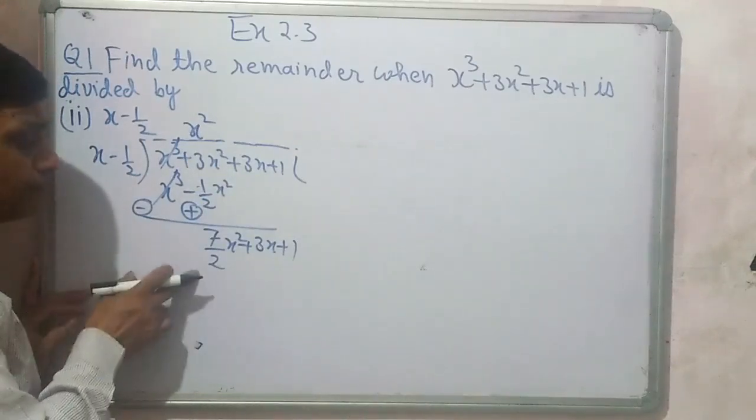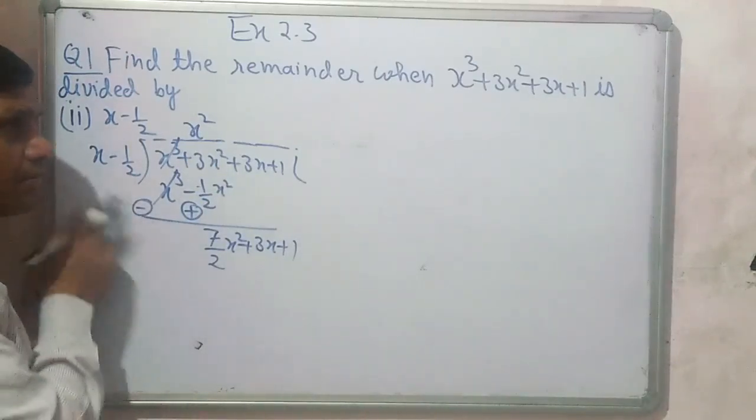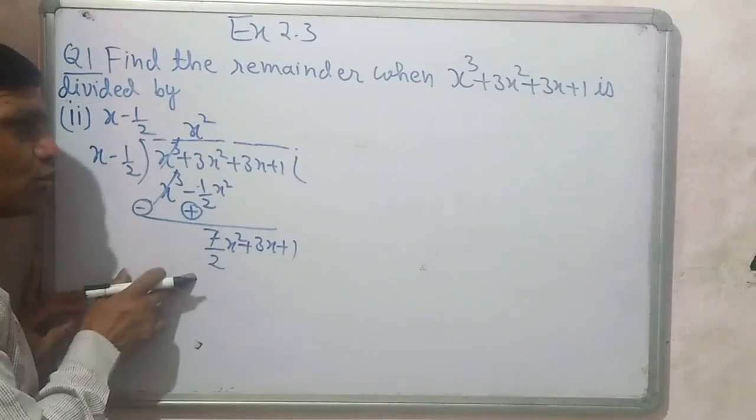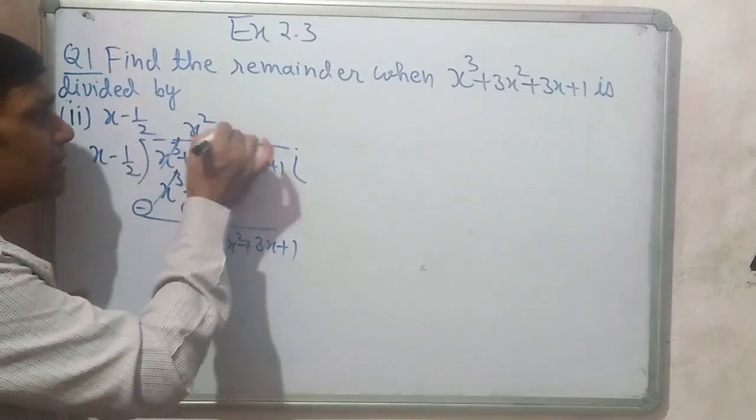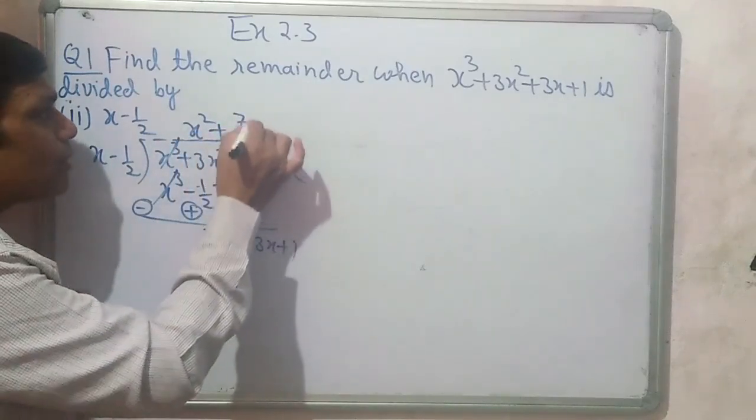Now second step. Largest degree term divided by largest degree term. 7 upon 2 will remain as such. x square divided by x will be x. So it will be plus 7 upon 2 x.